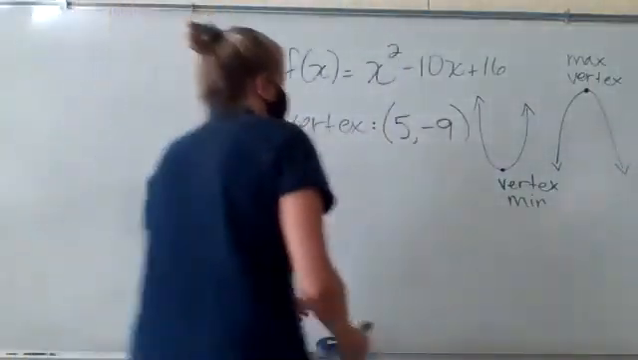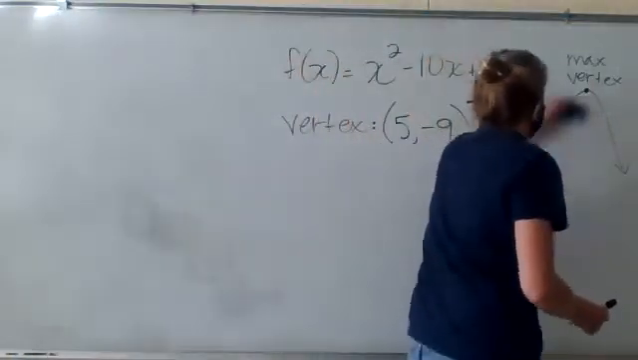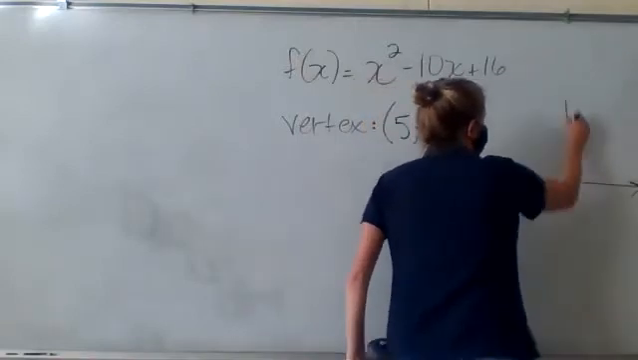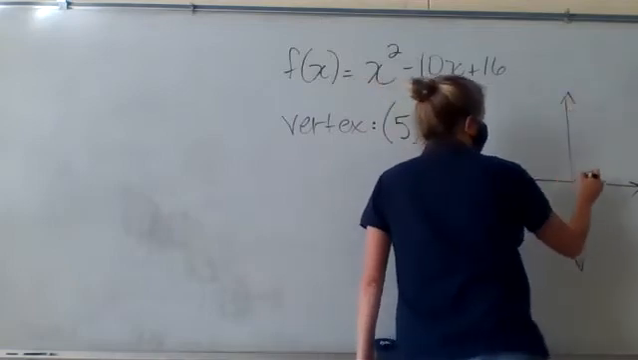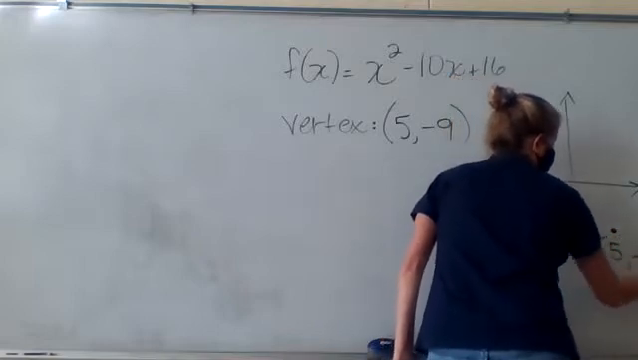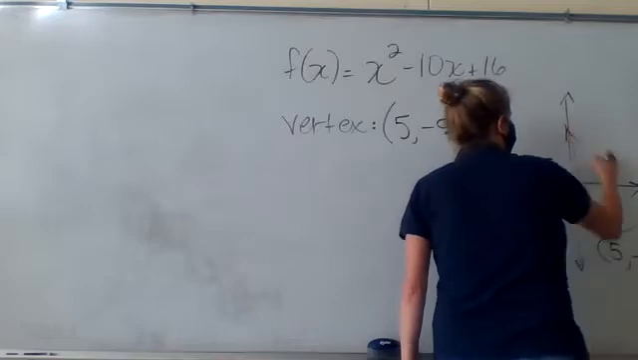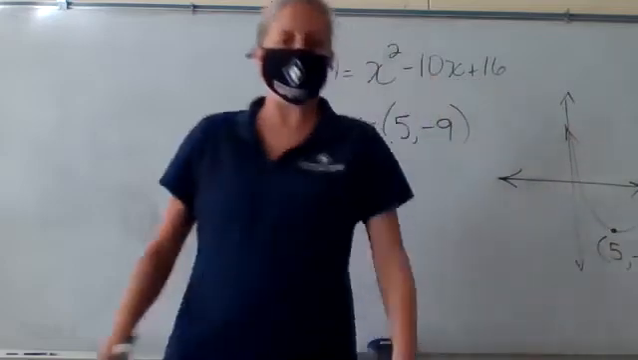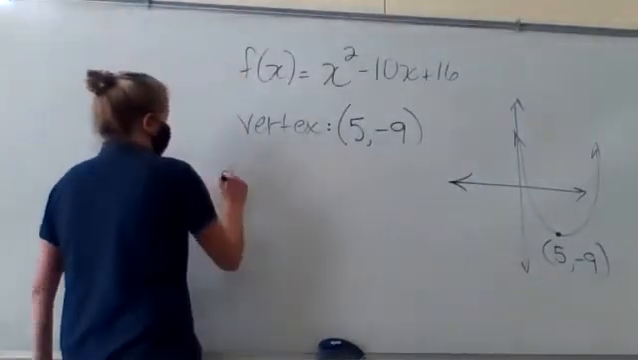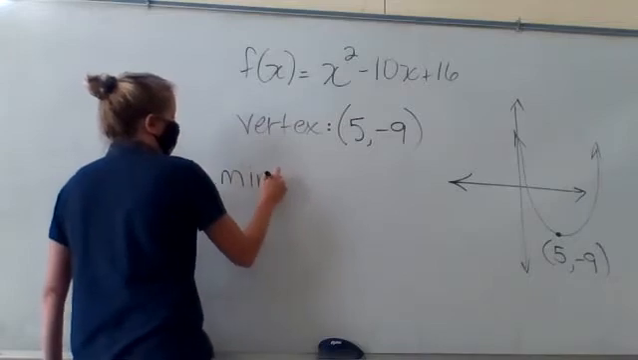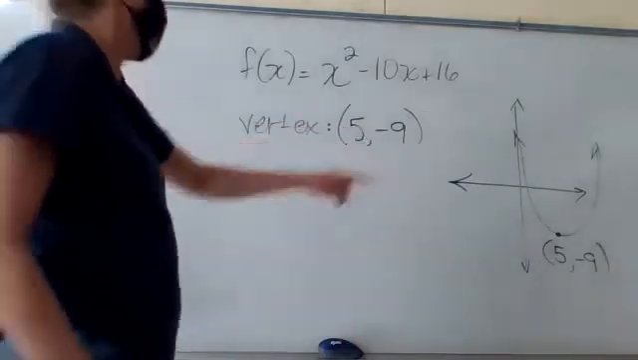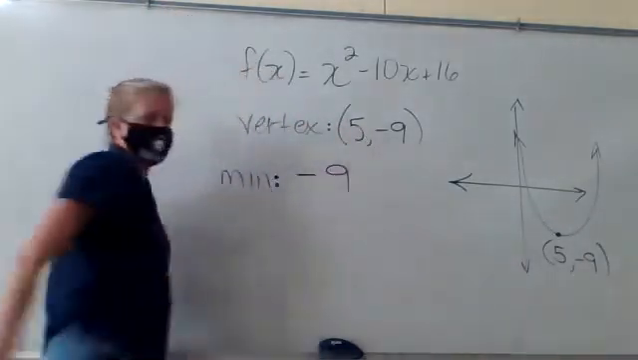So let's see. Going to sketch. So I'm just going to say, the parabola, the vertex is at (5, -9). It had the minimum value. Now remember, when you're talking about value in a parabola, the value is always the y coordinate. So my minimum value is -9.